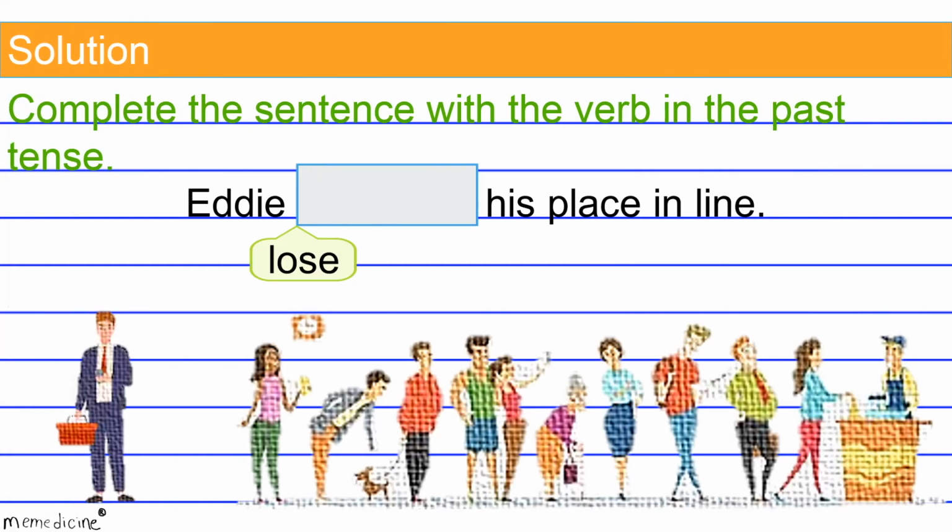All right, back to our original question. And now for the solution. Lost is the past tense form of lose. This simple past tense verb form is irregular, so you have to commit it to memory.